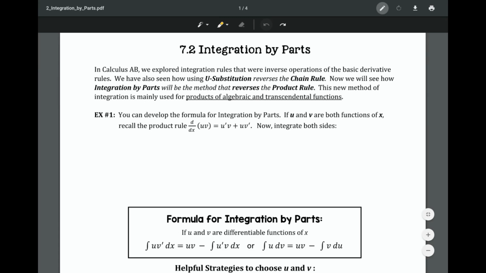In Calculus AB, we noticed how we can use substitution to reverse the chain rule, but now we're going to see how integration by parts, which is what we're doing today, can reverse the product rule. If you remember, the derivative of two functions that are being multiplied together is right here. Now, what we're going to do here is take the integral of both sides.